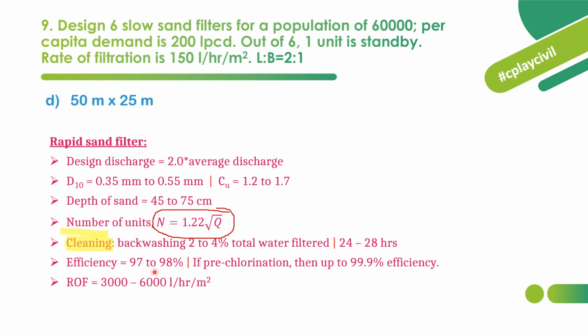And the efficiency will be around 97 to 98%. No, it is not correct. This efficiency is meant for slow sand filtration only. The efficiency is lesser when compared to a slow sand filter, and the rate of filtration is 3000 to 6000 liter per hour per meter square, which is very much higher when compared to a slow sand filter.